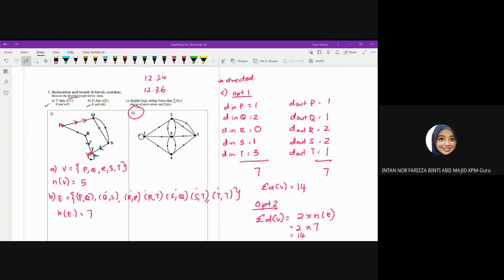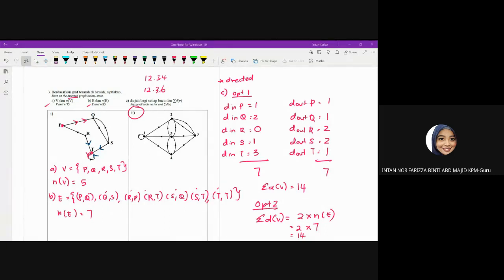Question number 3. The edges: 1, 1. 1, 4. 2, 1. 2, 5. 2, 3. 3, 2. 3, 4. 4, 5. 5, 4. 5, 2. 5, 1. 5, 3. Okay, very good. Total how many? 12. Very good. Thank you, Esma.